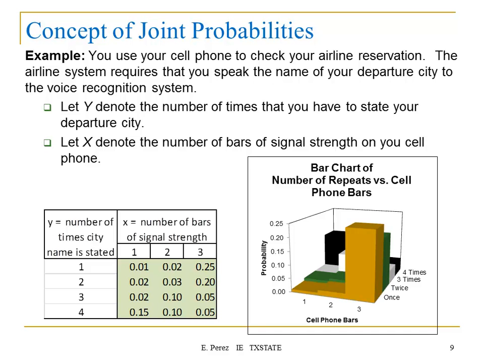And also you can see that from the graph here. So this is the number of bars from 1 to 3, and this is the number of times that you need to repeat the city, and this is the probability. When you go to 3 bars, right here, the probability that you're going to repeat that city name once is very high. But if you move to 1 bar, then the probability that you're going to repeat that city name once is very low.